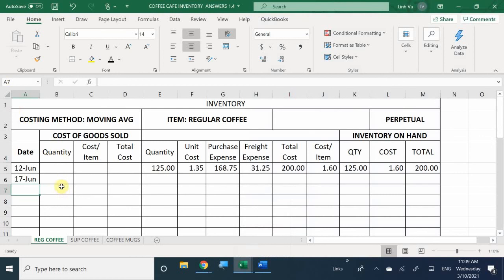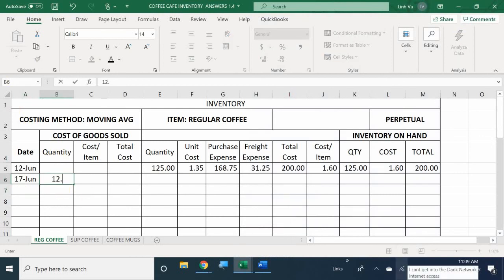12.50 pounds, right? 12.5, right? Now in this case, my moving average is an even number, so I don't need to do an equal round just yet. I can simply apply my cost, which is $1.60, because I'm not looking at what I purchased it for. I'm looking at the total cost, including the freight. So in this case, it's $1.60, and I'm going to cell reference this.